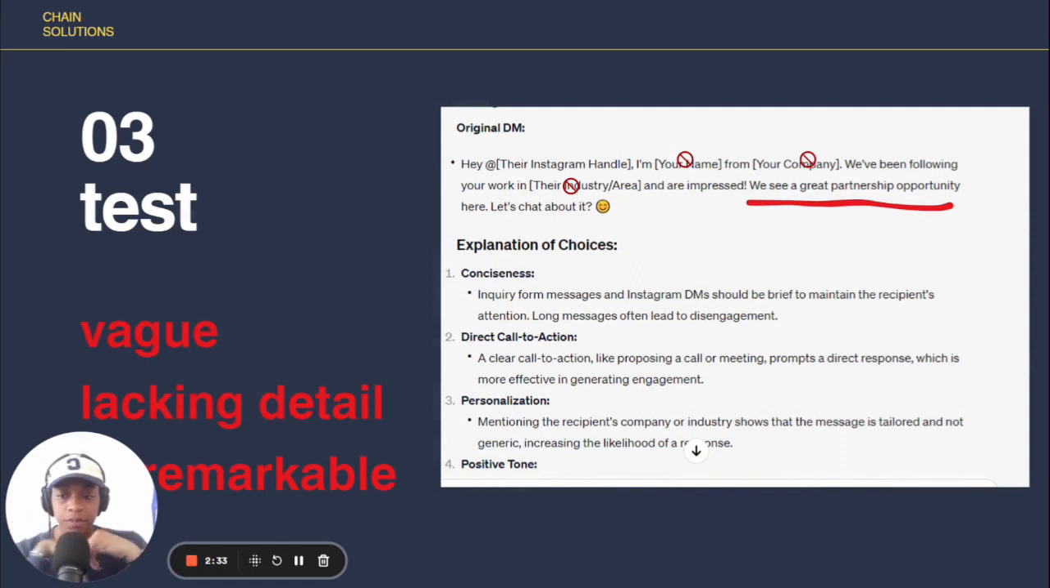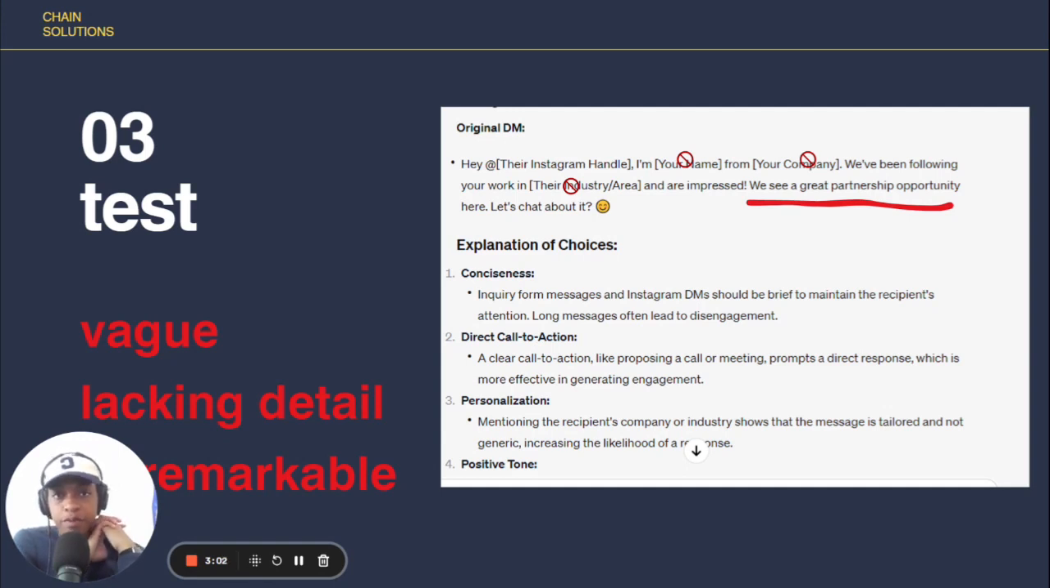All right, so I proceeded to test out the GPT a little bit, and I asked it to draft up a cold message to send through Instagram DMs. So if you look up at the top, you can see the message reads, "Hey," at their Instagram handle. "I'm your name from your company. We've been following your work in their industry and area and are impressed. We see a great partnership opportunity here. Let's talk about it." So the three stop icons indicate vagueness.